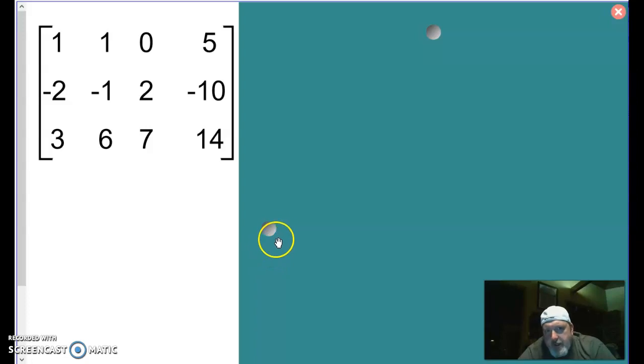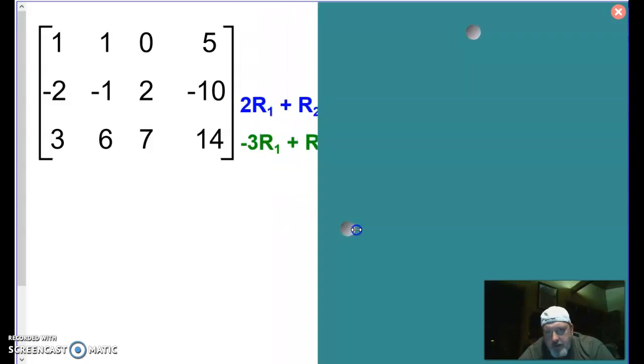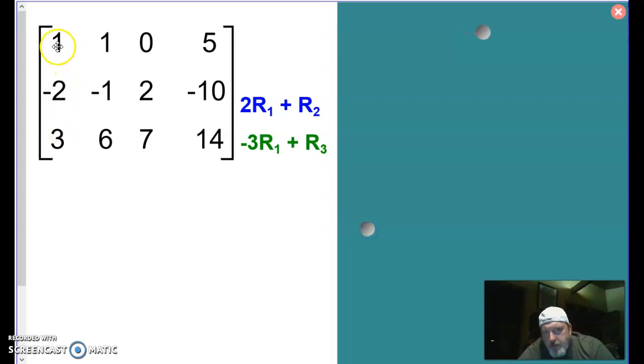Okay, so again, we've got a matrix here, and we're going to try to get this into row echelon form. Notice my first row is good here. We're starting with a 1. That's exactly what we want, a 1 in the upper left-hand corner. What I'd like to see is a 0 here and a 0 here. So we're going to tackle that first.